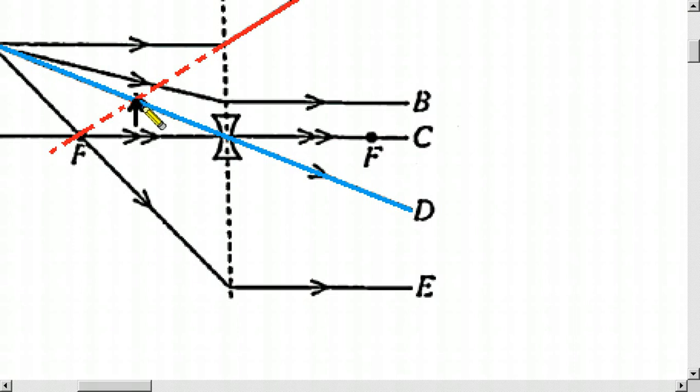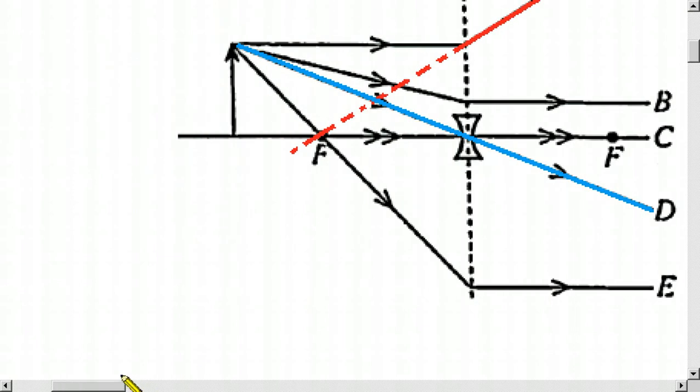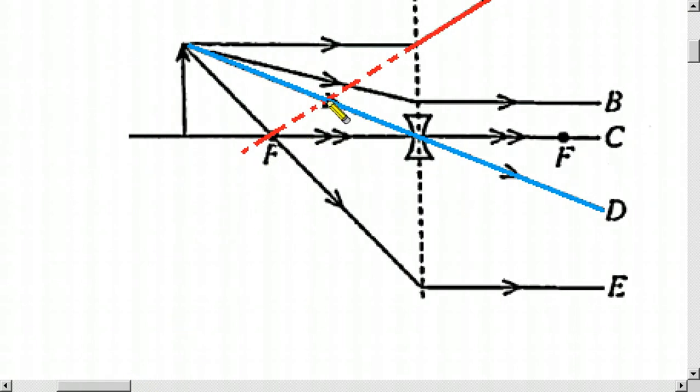Here, like this, the image is formed. I am not going to draw the image because then it will be blurred, not clear. Therefore I don't draw it. I just choose this point, use green color, and mark this point.